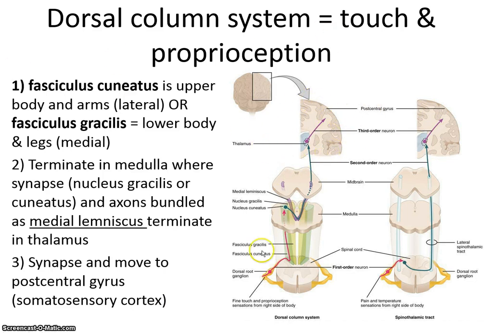They do refer to these as the first order neurons, the second order, who it synapses to, and then the third order, but I'm not going to use those terms either. So it's just following the tracks. Okay? So again, fine touch, proprioception, pain and temperature come through these sensory pathways.